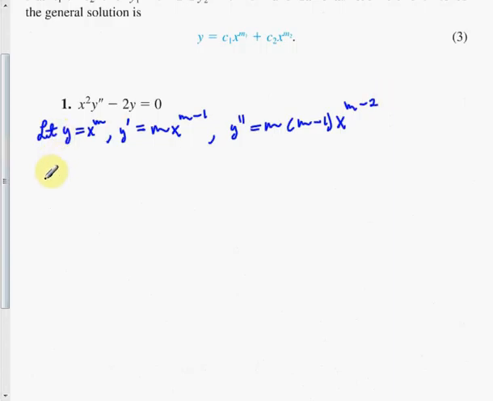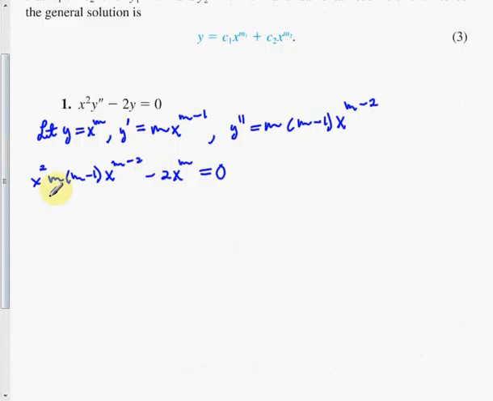So I take the problem. I'm going to just rewrite the y's and the y prime and the y double prime. So this is x squared times y double prime. That's m times m minus 1 times x to the m minus 2, minus 2 times x to the m, that's equal to 0. Now, you understand that the x to the second and the x to the minus 2 cancels out, right? Okay, thank you.